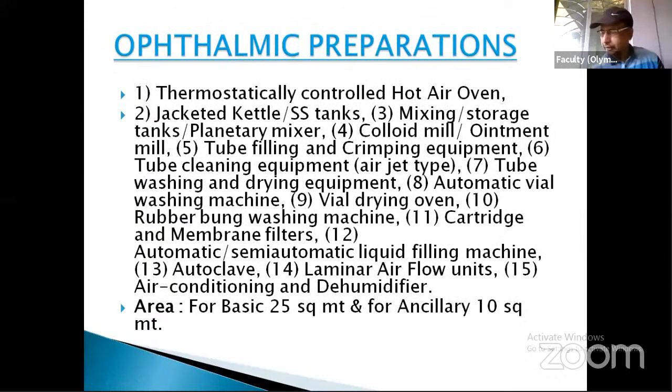Ophthalmic preparations, another important preparation. Ophthalmic preparations: a thermostatically controlled hot air oven should be there. These are the minimum equipments required for ophthalmic solution or suspension or ointment.